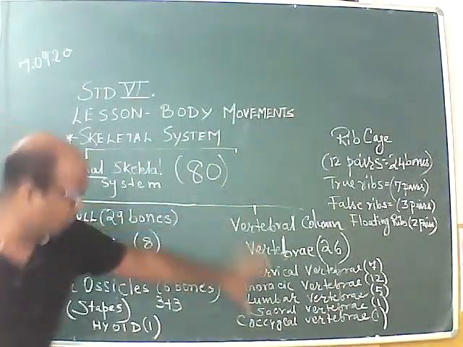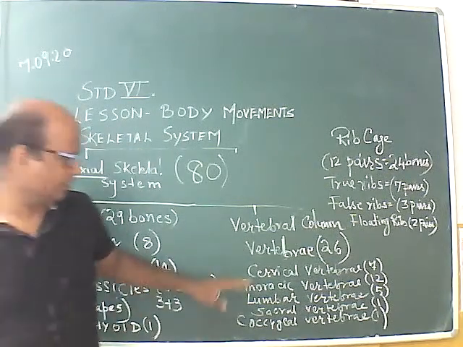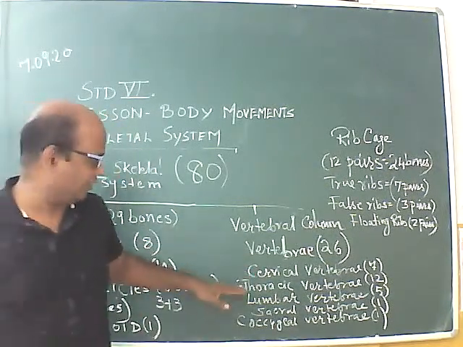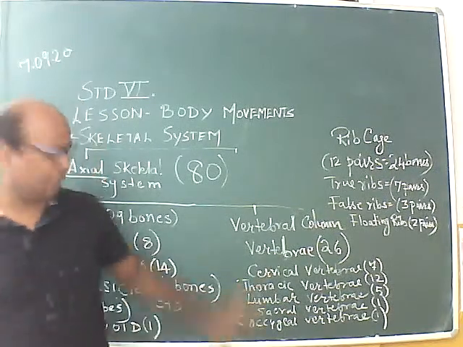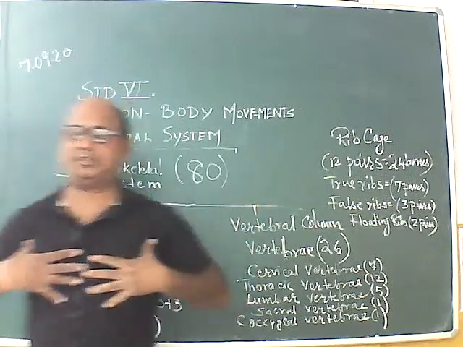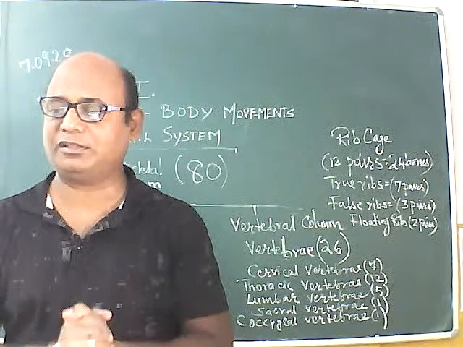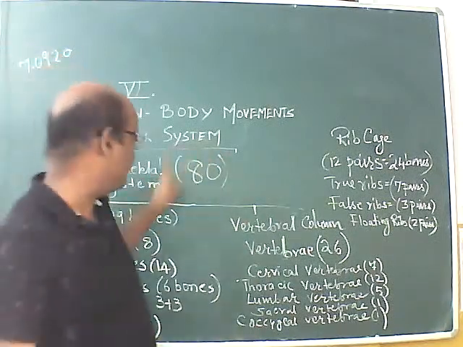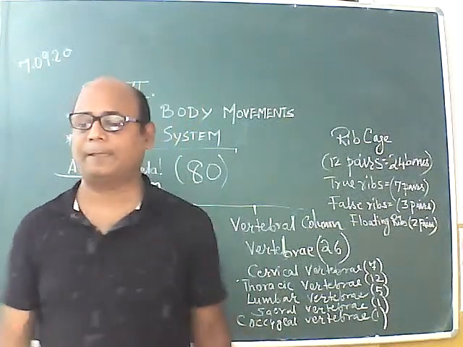In the vertebral column, 26 bones are there: cervical, thoracic, lumbar, sacral, coccygeal. And in the rib cage, 12 pairs of ribs means 24 bones. So a total of 80 bones are there in the axial skeletal system.